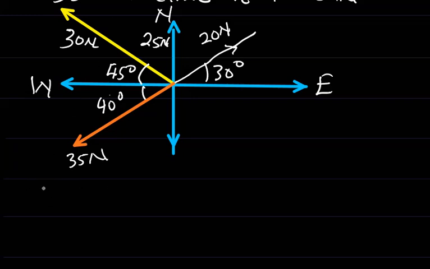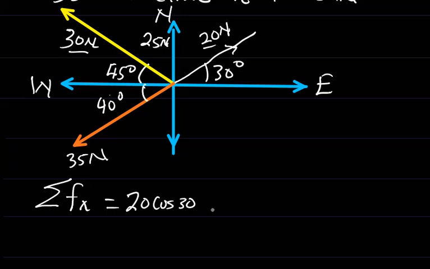So this is still going to be simple. Let's start with the horizontal component. Horizontally, 20 Newton is going to be 20 cos 30. Resolve this 30 Newton horizontally, that's going to be minus 30 cos 45, because it is pointed in this direction. Resolve this 35 Newton horizontally, that's still going to be minus 35 cos 40.